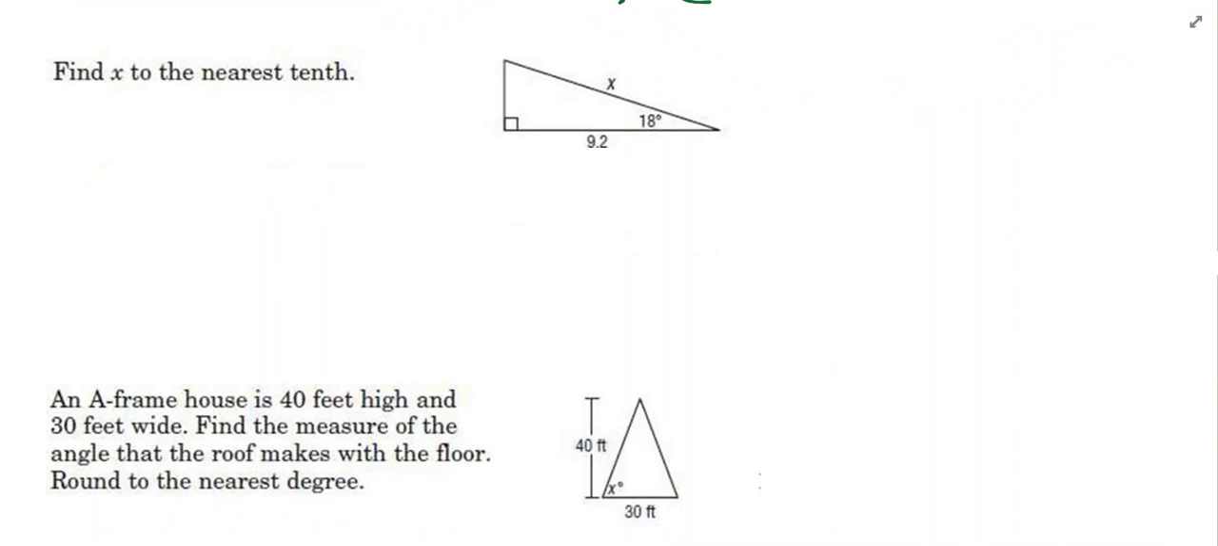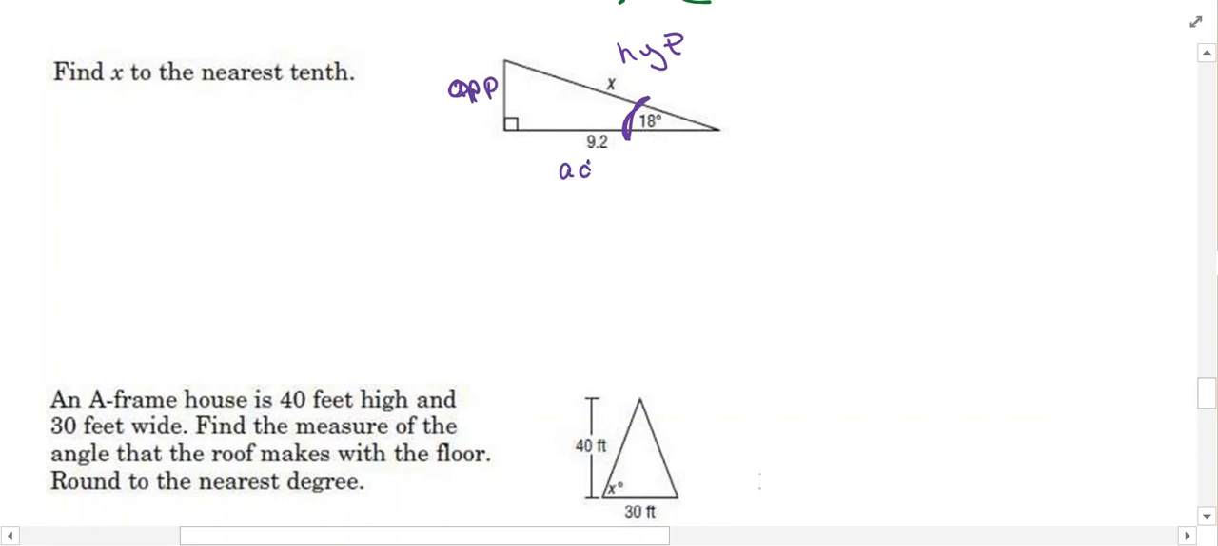On problem number 15, we want to find x to the nearest tenth. Again, labeling our sides, we have that this side here is the hypotenuse. Here's our angle. So this would be the side that's opposite the angle, which leaves this as the adjacent. We have the adjacent, we want to find the hypotenuse. So the function that has both the adjacent and the hypotenuse in it is cosine.